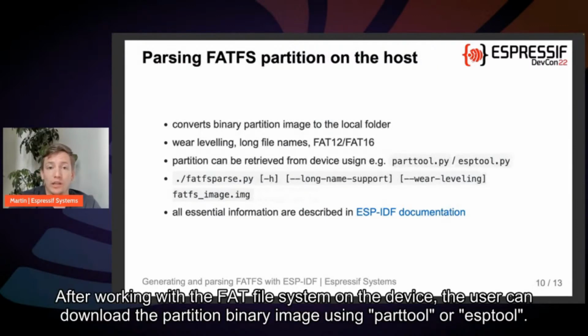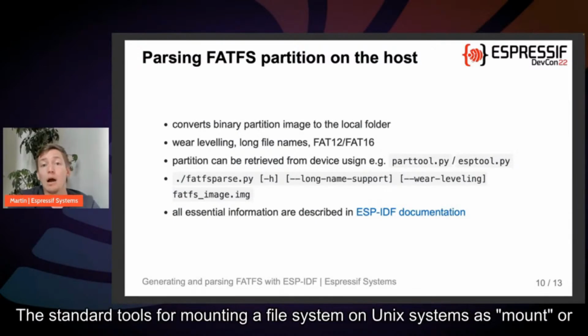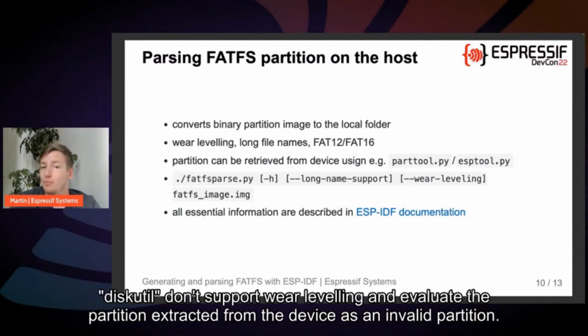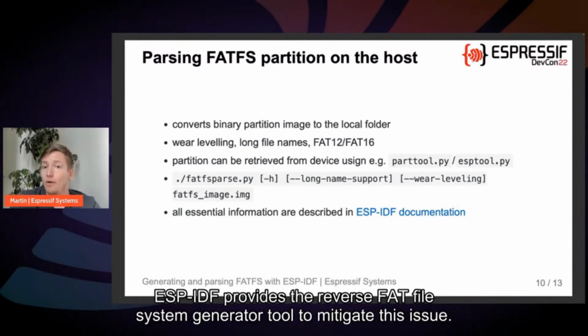After working with the FAT file system on the device, the user can download the partition binary image using parttool or esptool. The standard tools for mounting a file system on Unix systems, such as mount or diskutil, don't support wear leveling and evaluate the partition extracted from the device as an invalid partition. ESP-IDF provides the reverse FAT file system generator tool to mitigate this issue.